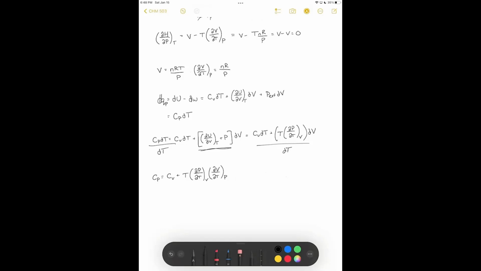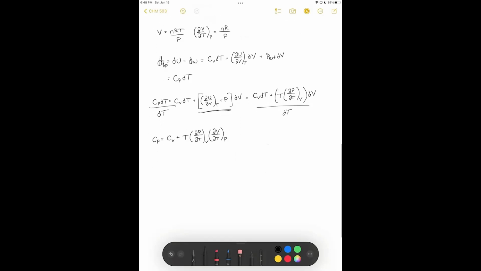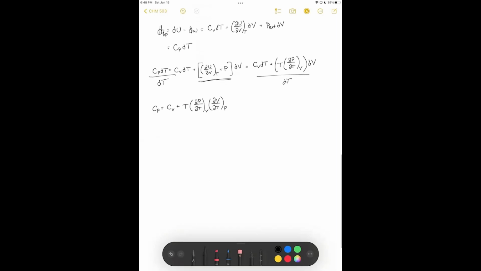Now, what is this for an ideal gas? Let's go ahead and evaluate it using the ideal gas law. The ideal gas law says that PV equals nRT. So that means that P is equal to nRT over V, and V is equal to nRT over P. If we're taking the temperature derivative of both of these, we have Cv plus T, and then the first one, dP/dT at constant V, is simply going to be nR over V. And the second one, dV/dT at constant P, is going to be nR over P.